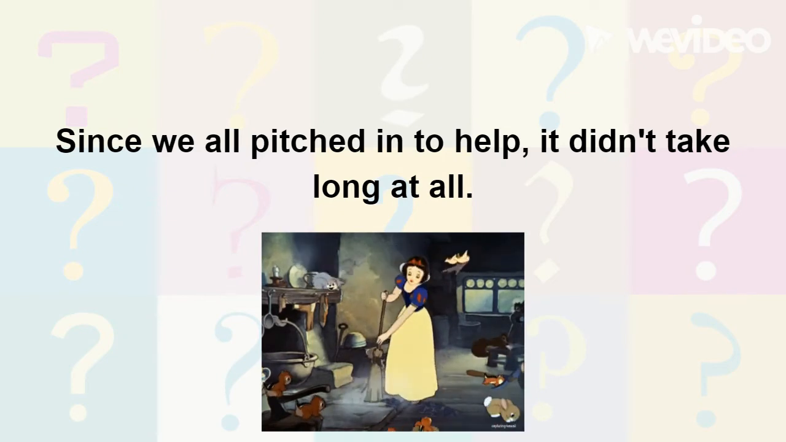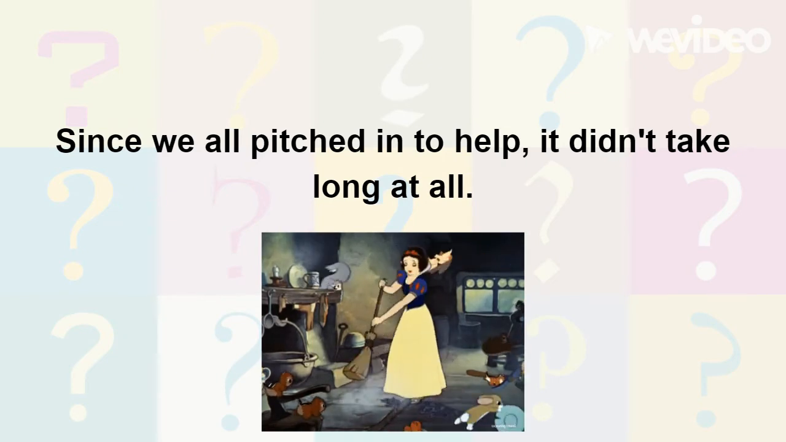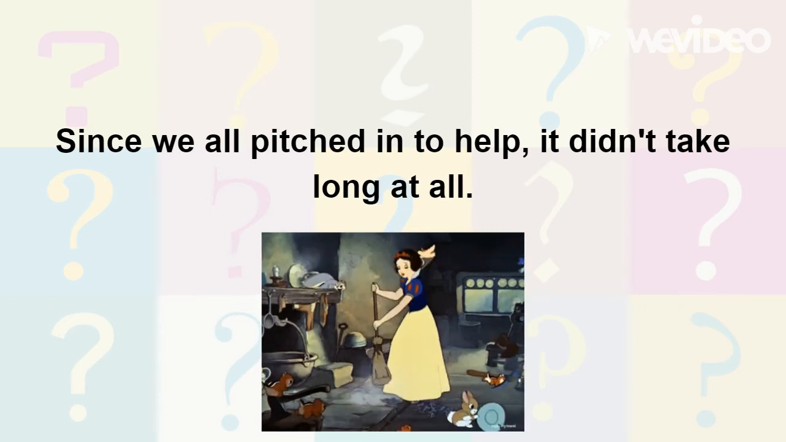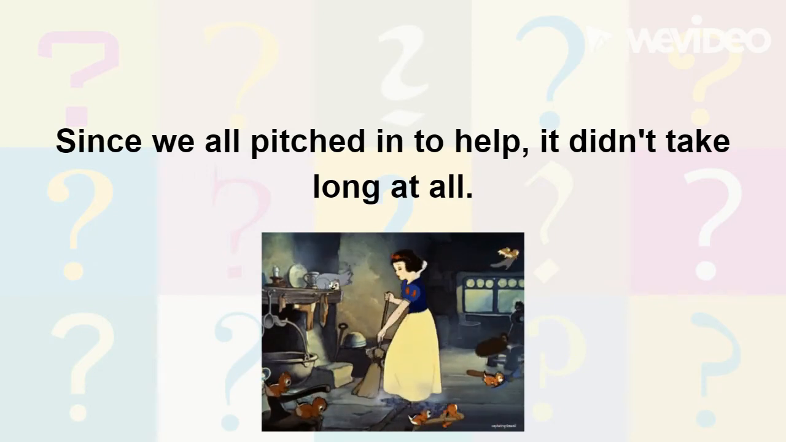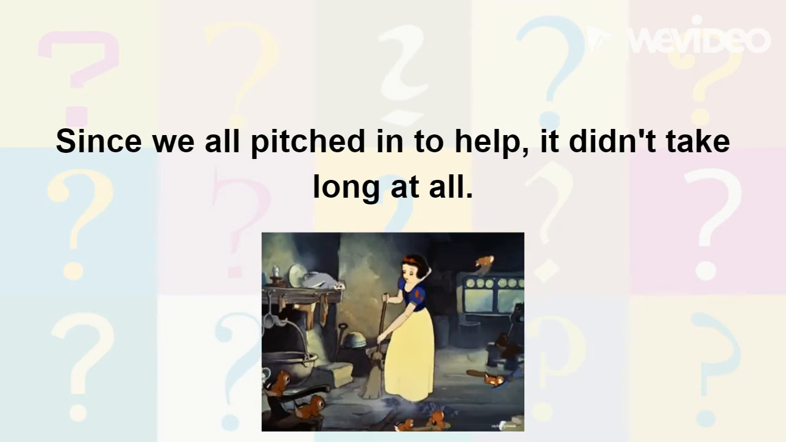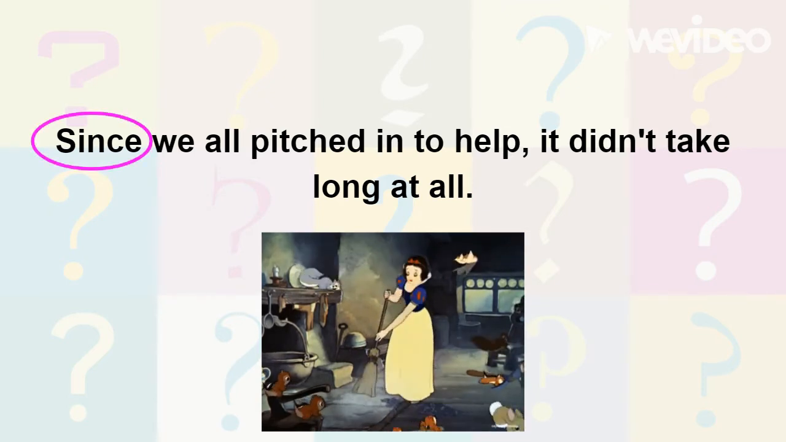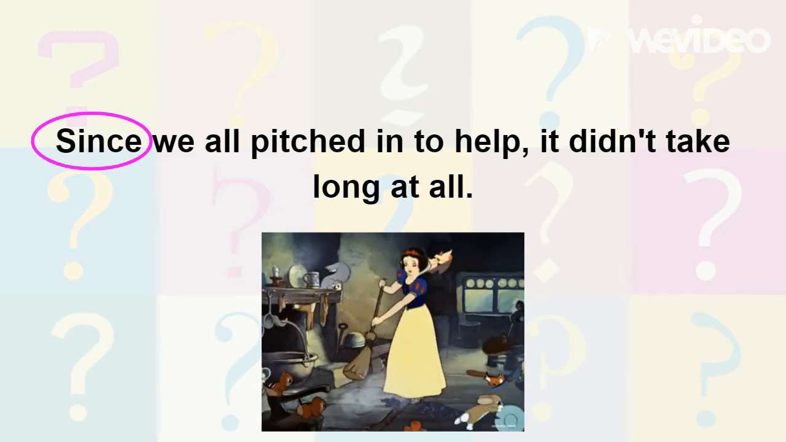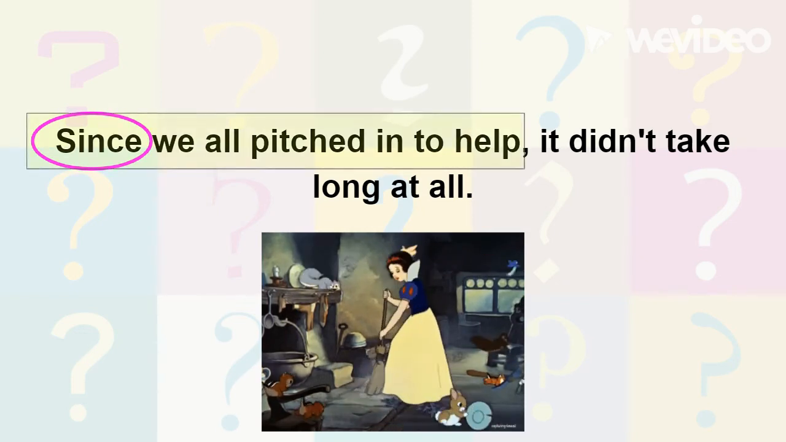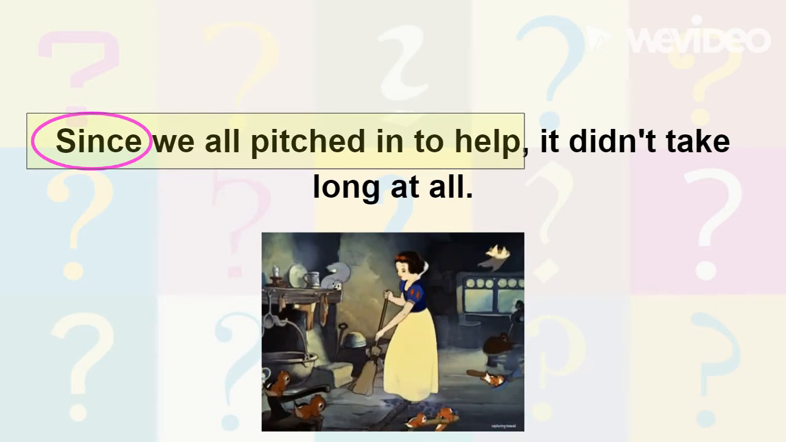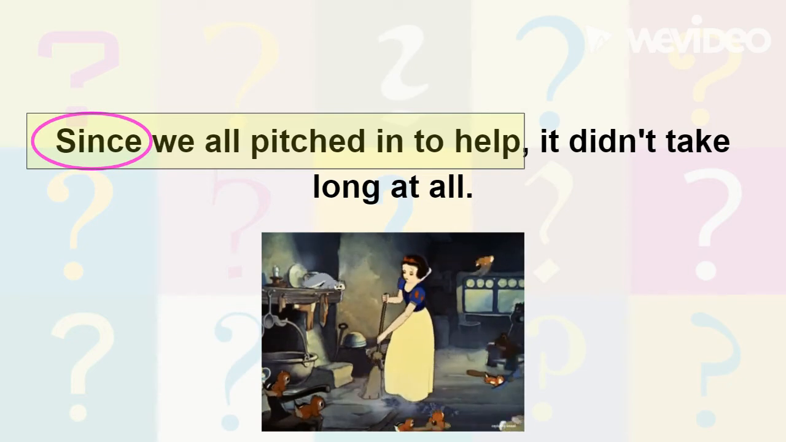Since we all pitched in to help, it didn't take long at all. Which word here is the subordinating conjunction? Which word is the word that makes part of the sentence depend upon the other part of the sentence? If you selected since, I agree with you entirely, which leaves which clause as my dependent clause? Yep, that's since we all pitched in to help. That part of the sentence depends upon it didn't take long at all.